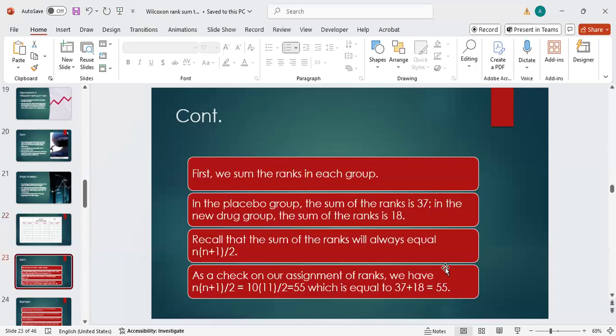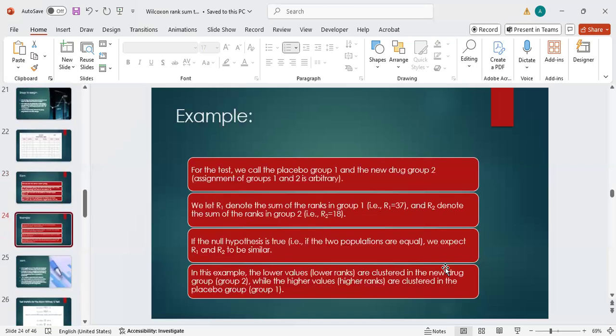First, we sum the ranks in each group. In the placebo group, the sum of the ranks is 37. In the new drug group, the sum of the ranks is 18. Recall that the sum of the ranks will always equal n times n plus 1 divided by 2. As a check on our assignment of ranks, we have n times n plus 1 divided by 2 equals 10 times 11 divided by 2 equals 55, which is equal to 37 plus 18 equals 55.